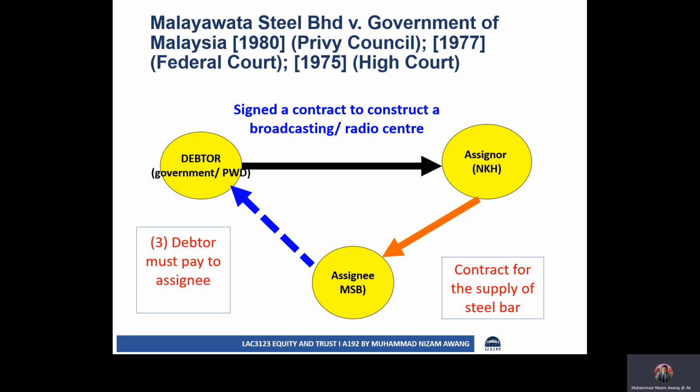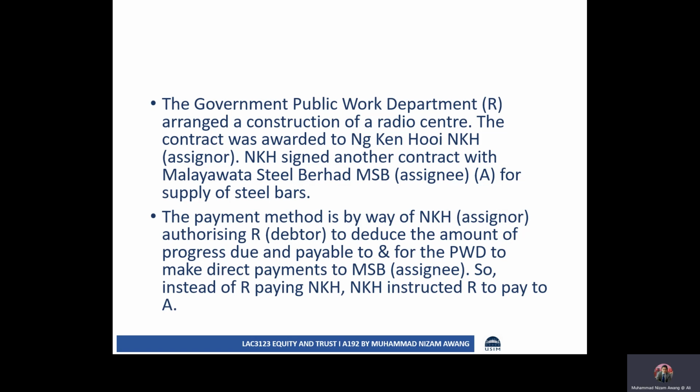Let's move on to the next case, Malaya Water Steel Berhad and Government of Malaysia. In this case, the government entity, the Public Works Department, was the respondent, and arranged the construction of a broadcasting center. The contract was awarded to a contractor, King Hoi NKH in this case. NKH signed another contract with Malaya Water Steel Berhad, who was also the assignee in this case.